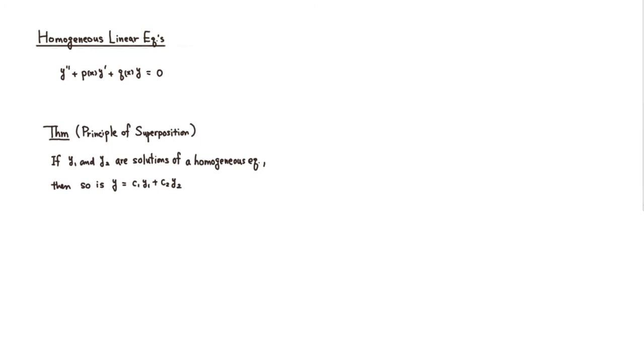This is called the principle of superposition. It says that if y1 and y2 are solutions of a homogeneous equation, so you have two solutions, then any linear combination of those two solutions would be a solution too. Also, here's a remark: this theorem does not apply to non-homogeneous equations. So it's important to have 0 on the right-hand side.